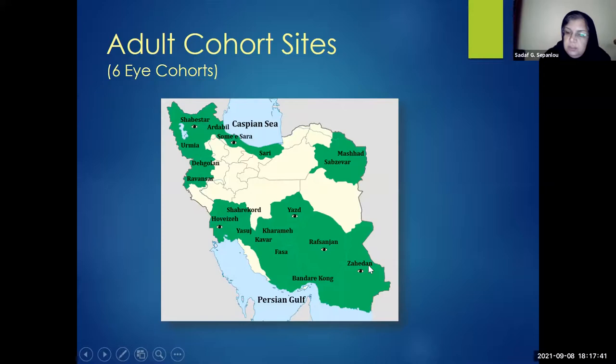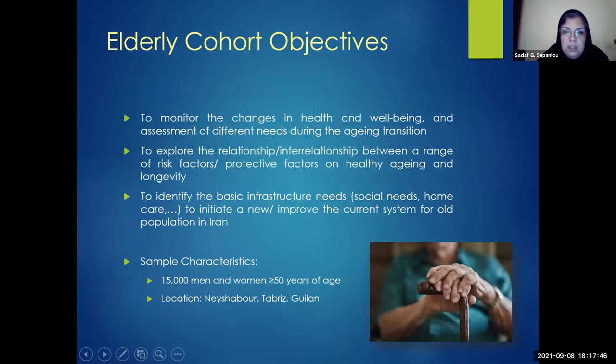And finally, the elderly cohort was launched to monitor the changes in health and well-being and assessment of different needs during the aging transition, to explore the relationship between a range of risk factors, protective factors, and healthy aging and longevity, and to identify the basic infrastructure needs, social needs, home care, to initiate a new system and to improve the current system for the whole population in Iran. A total of 15,000 men and women over 50 years of age were recruited in 3 sites. Here you see the sites.